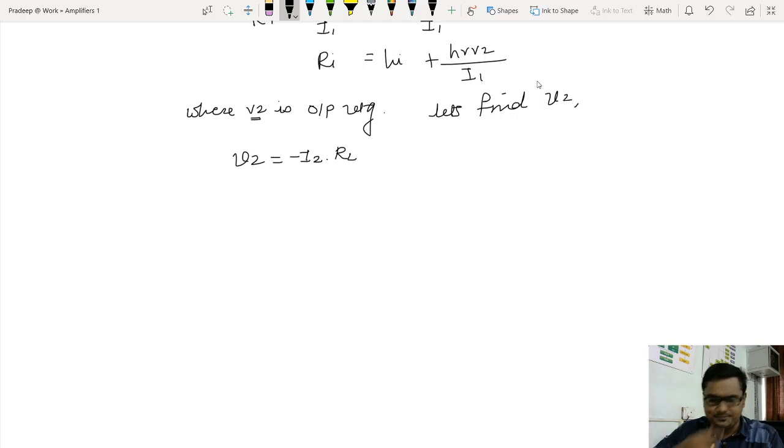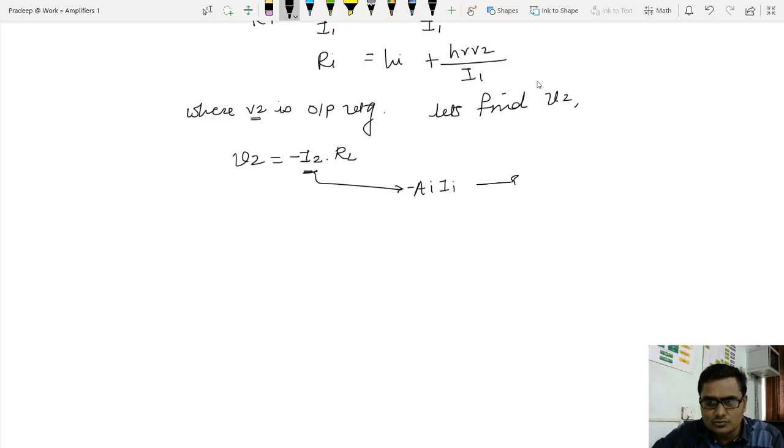Now I want the value of I2. How will I find the value of I2? Because I want to simplify V2. So if I want to simplify V2, I will get the value of I2. Value of I2 is equals to minus AI multiplied by I1. You remember that it is minus AI multiplied by I1.